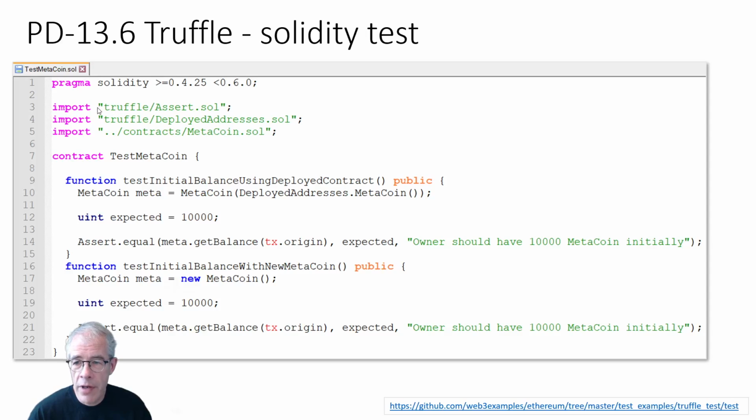So we import the assert library. And we also import this library that can be used to get the address where the contract is deployed. And here we are going to import the contract itself that we want to test. And then we can write tests like this. There's a function over here, and we got some asserts over here where we can check values. So we've got two tests over here.